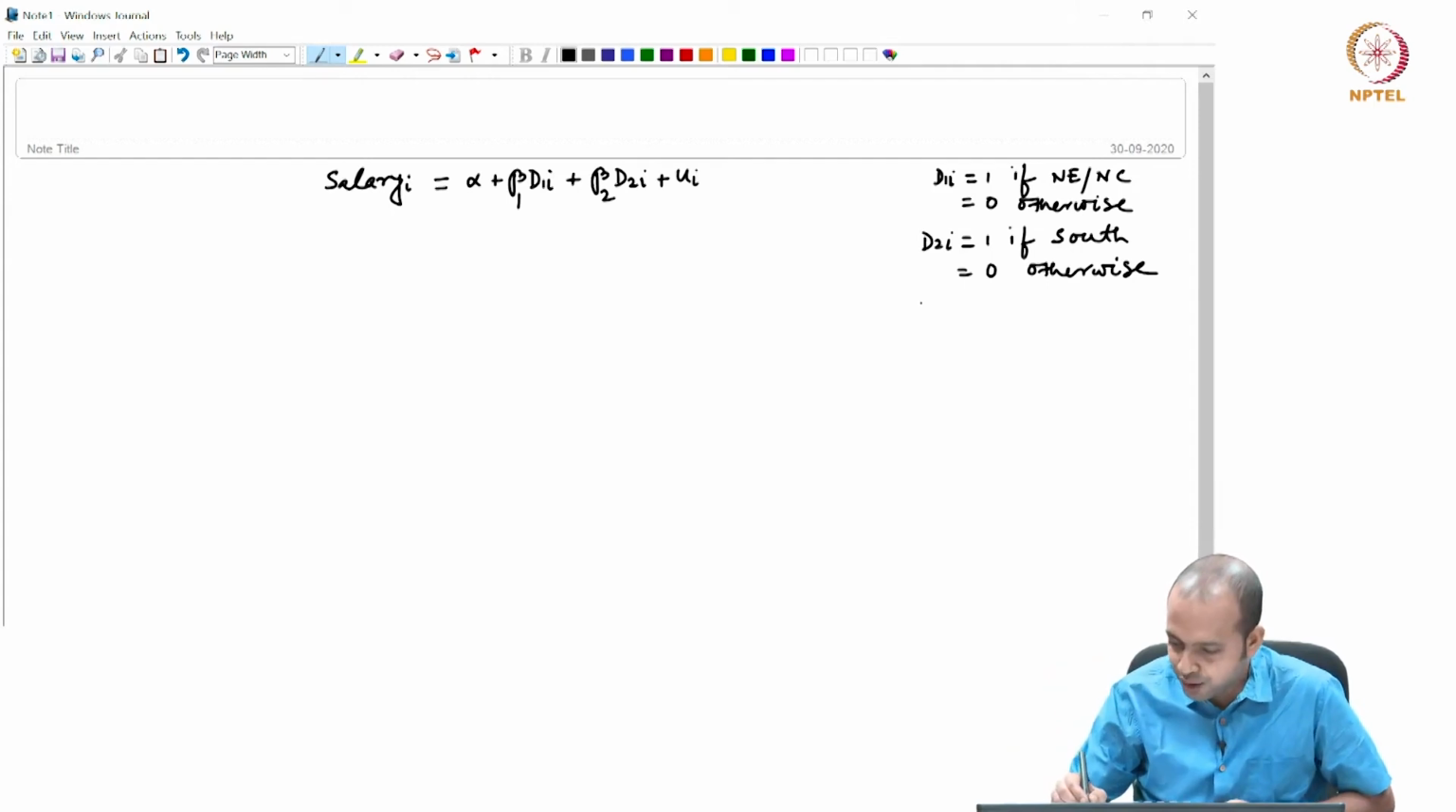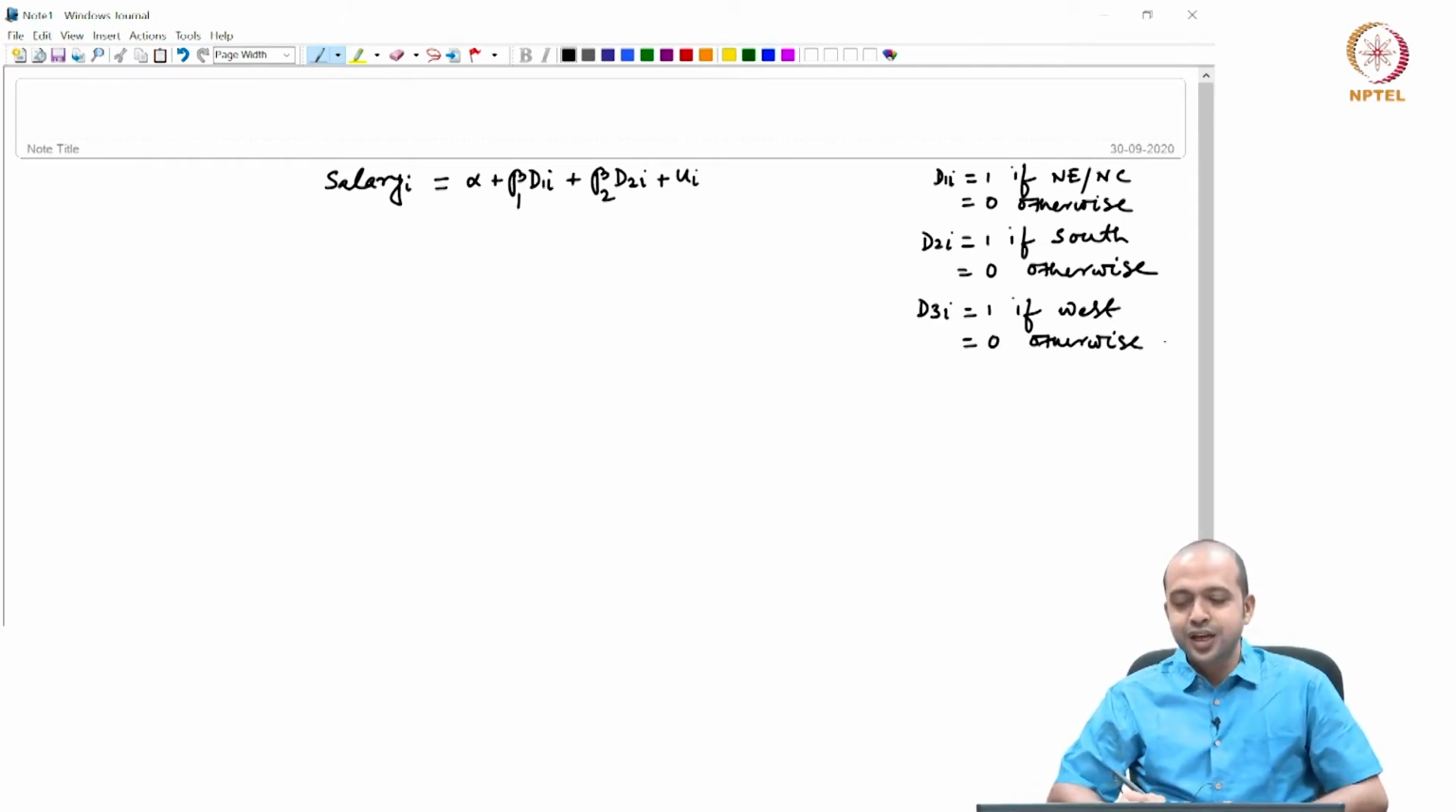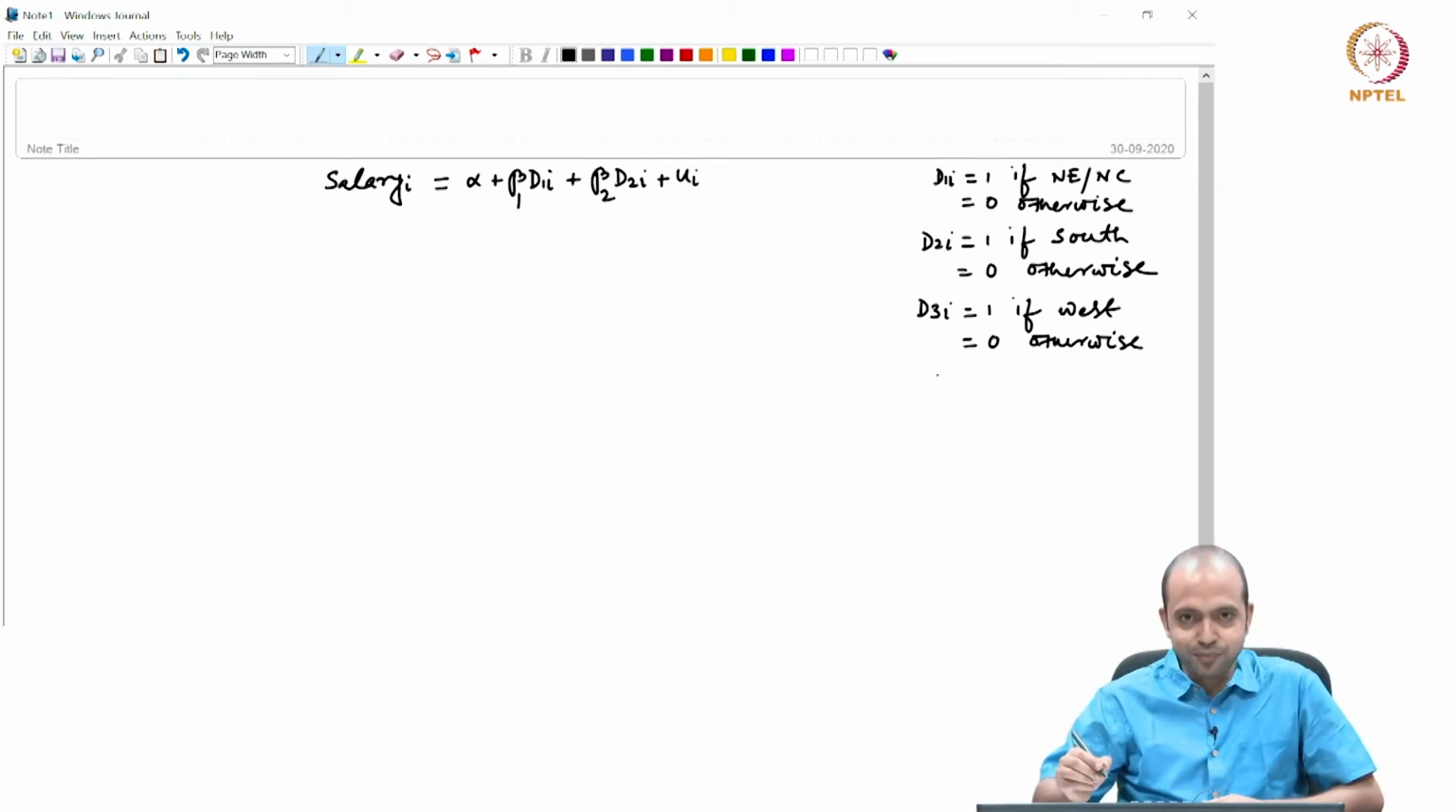But suppose you have introduced one more dummy, D3i equals 1 if west and 0 otherwise. If I introduce one more dummy, what would be the problem in estimation? Can you think of? What would be the problem in estimation if we introduce one more dummy for the western region? So, I am writing this question for your thinking purpose. You can take help from the previous discussion and try to answer this question. What will happen if we introduce 3 dummies for 3 categories?